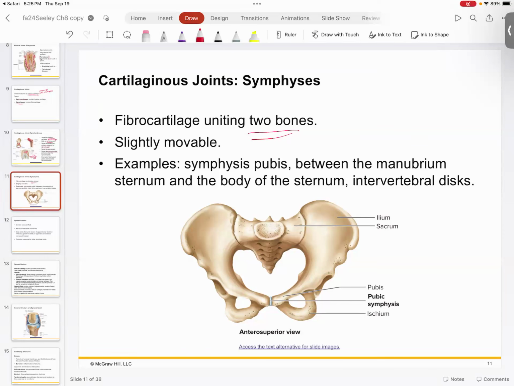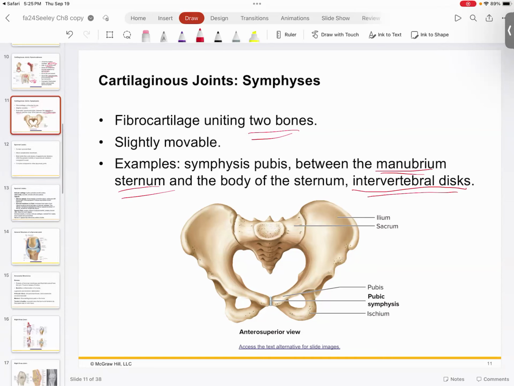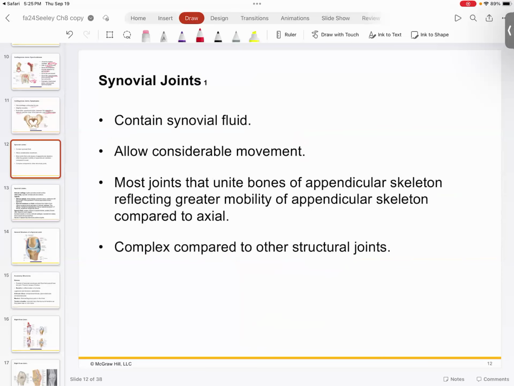So you'll see the pubic symphysis between the two pubic bones. You'll also see it between the manubrium and the body of the sternum, as those two expand and contract and clash together as the chest expands. And of course, intervertebral discs, as you take a step, are basically padding one vertebra from the other so that you don't get vertebra clashing on vertebra, in which case that'd be very, very painful.